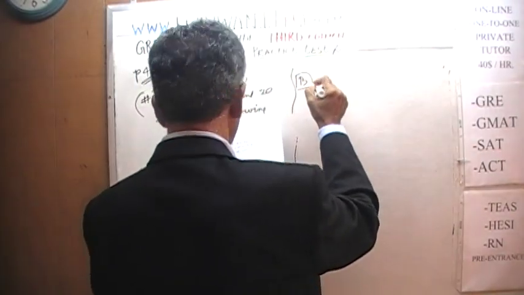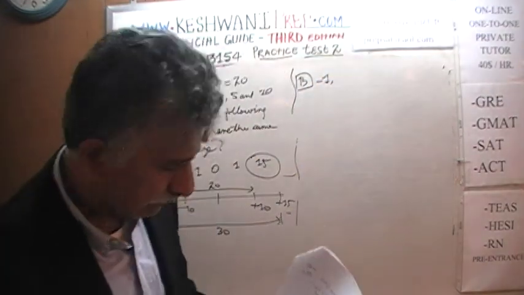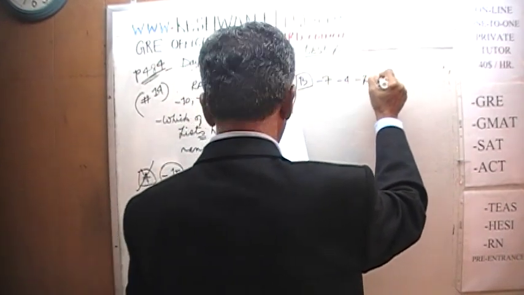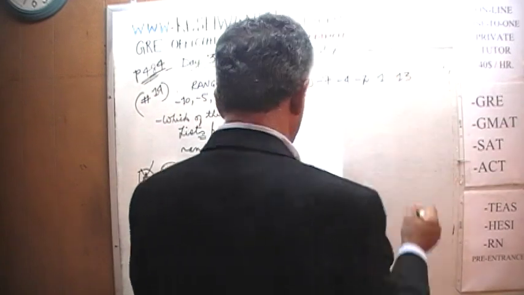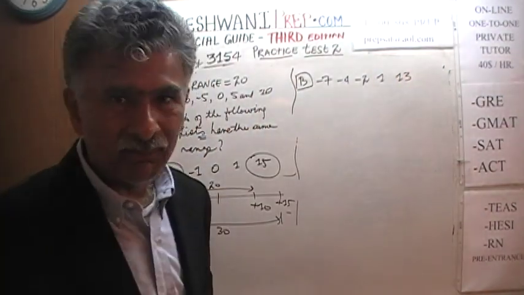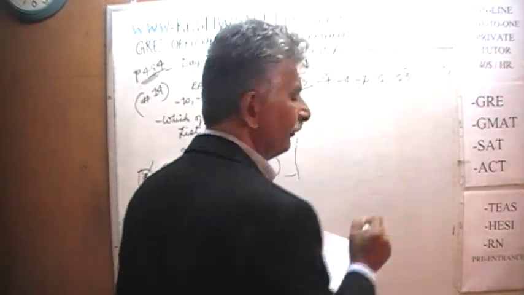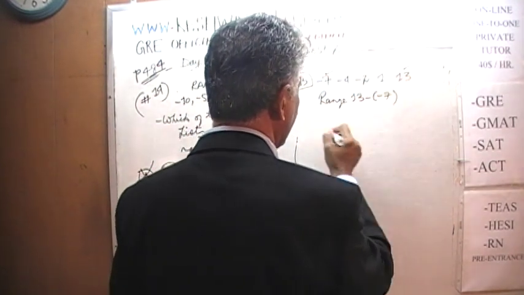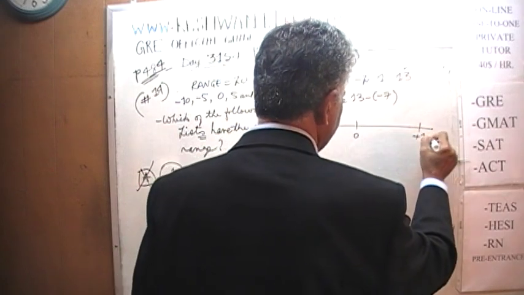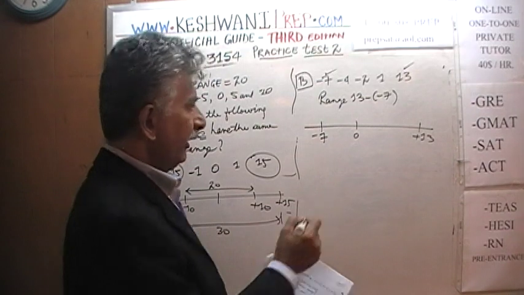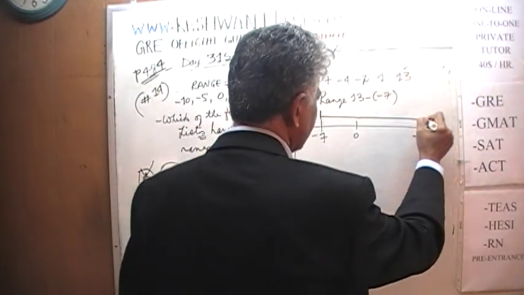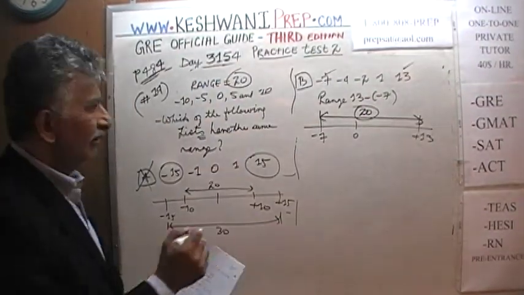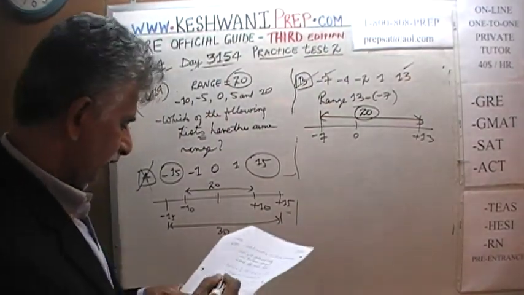B goes from negative 7, negative 4, negative 2, 1, and 13. I did not actually have to write down every single entry, because all we are interested in is the first entry and the last entry. If you go from negative 7 to 0, that is 7 units, and then up to 13, the range is exactly 20, the same range as list K. So list B works.